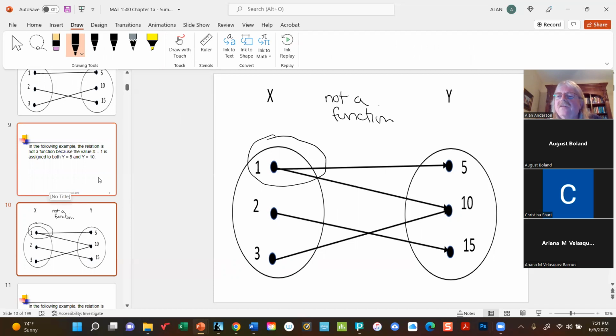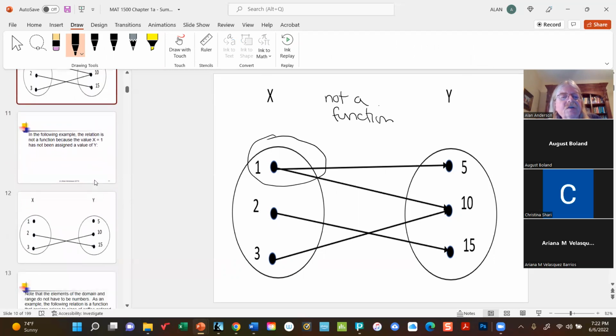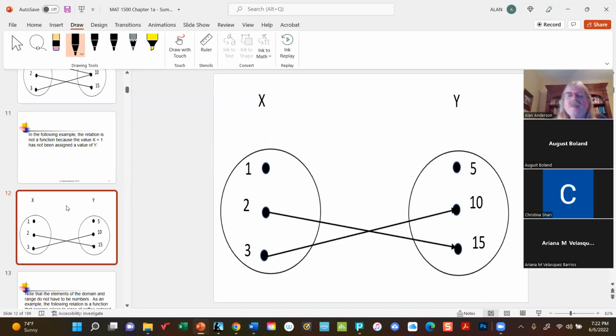What other way can we fail to have a function? What else could go wrong here? How could a relation not be a function? Well, here's one other way this could go wrong. Uh-oh, what happened? This one is not associated with any values of y. So this one is also not a function, for different reasoning, because x is not associated with any y's. And that means that while it's still a relation, it is not a function.